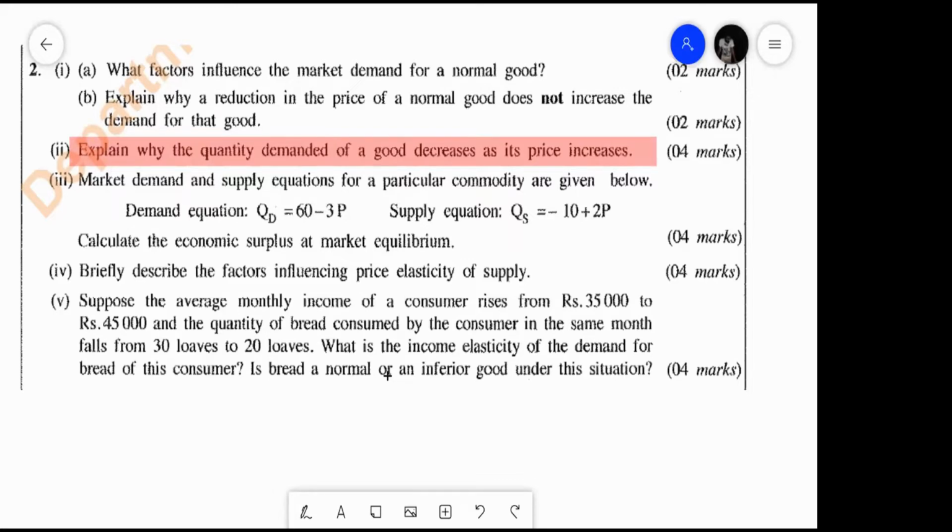Okay, done. So part 3: market demand and supply equations for a particular product are given below. Calculate economic surplus at market equilibrium. Can you do that faster?